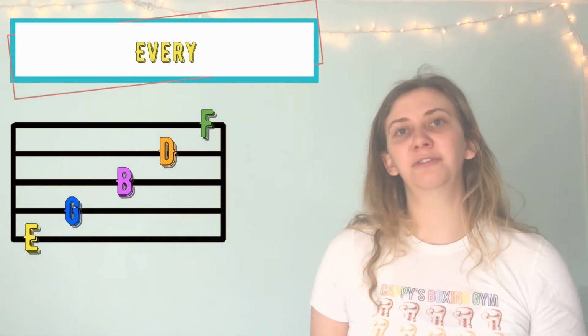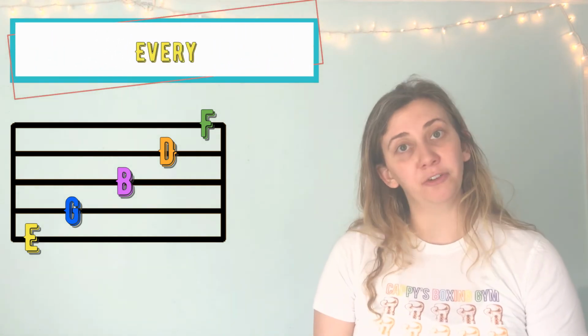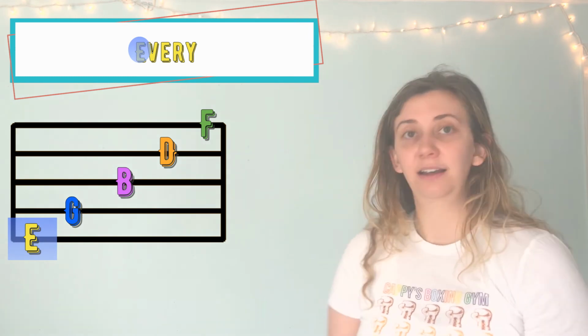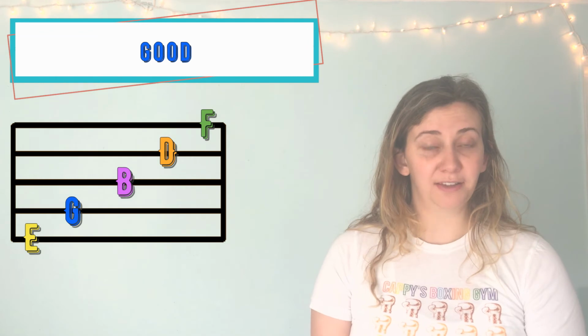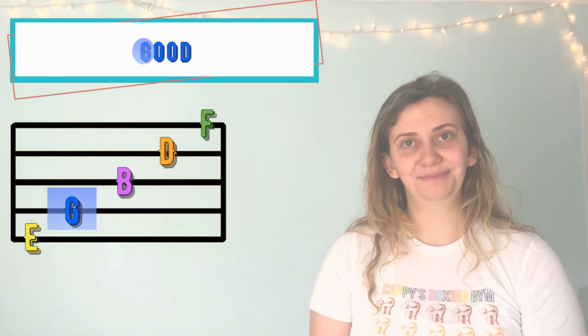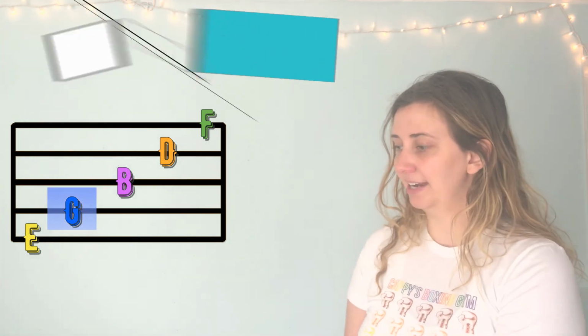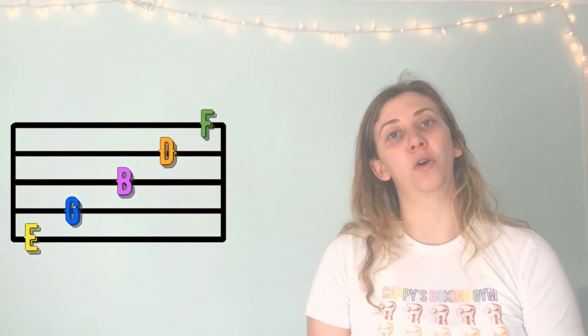So, for example, the bottom line is every. What's the first letter of the word every? It's E, and that's our E line. The second word is good. What's the first letter in the word good? G. So that's our G line. And that's how you can tell, going up the lines, what letter it corresponds to.